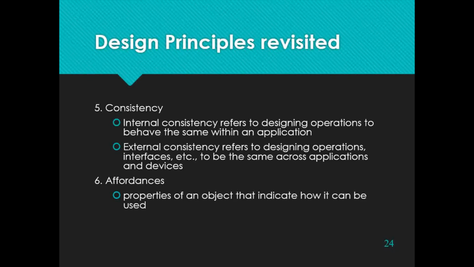The next one is consistency. Internal consistency refers to design operations behaving the same within the application. External consistency refers to design operations such as interfaces being the same across applications and devices. And the last one, affordance, is a property of an object that indicates how it can be used.